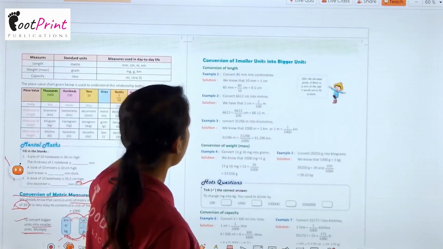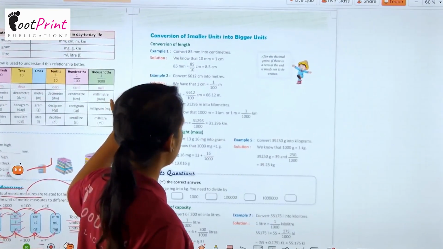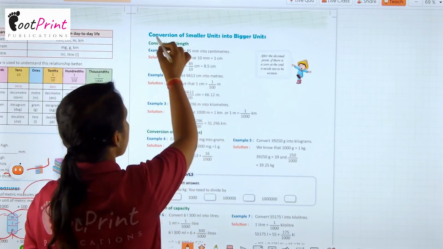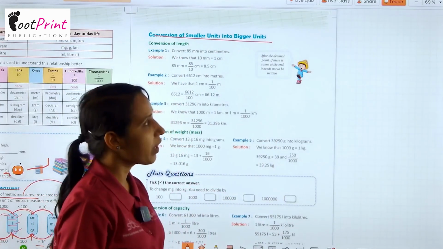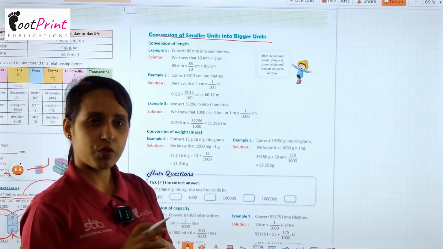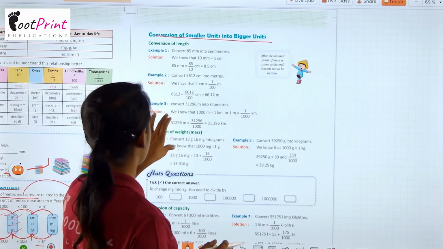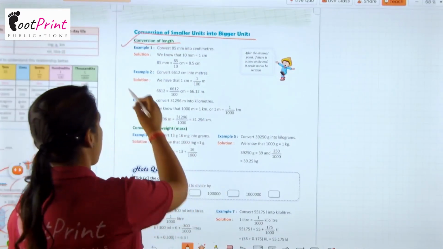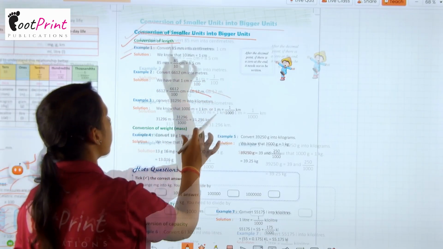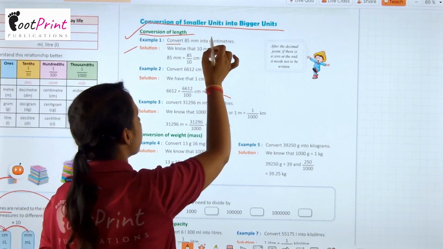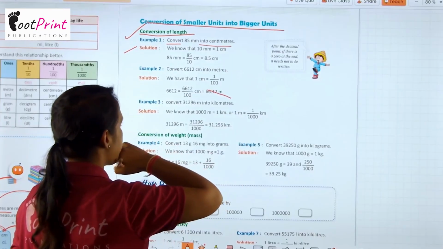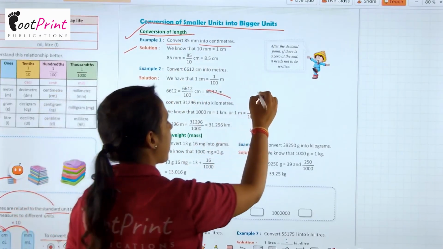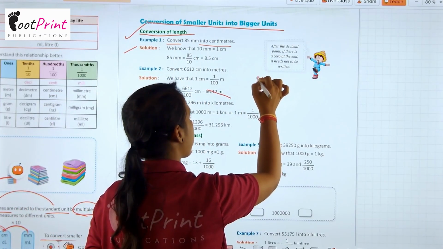Here some examples are given. Conversion of smaller units into bigger units. Now how will we change smaller units into bigger units? Here we know conversion of length. Example number 1 is convert 85 millimeter into centimeter. We know that 10 millimeter equals 1 centimeter.